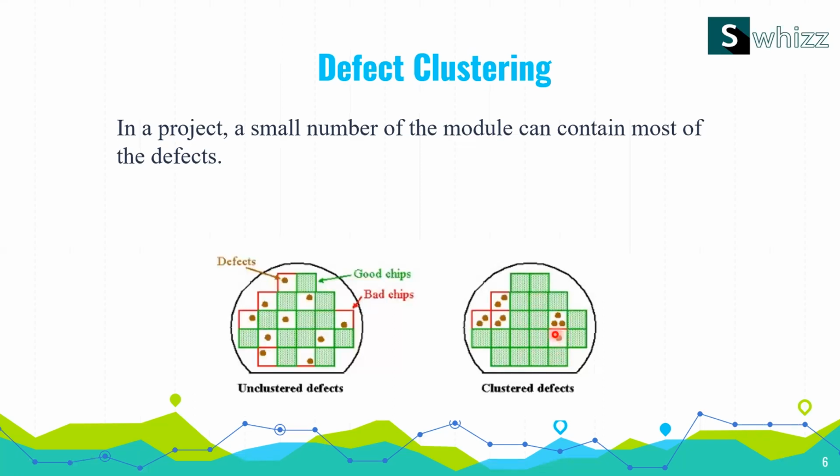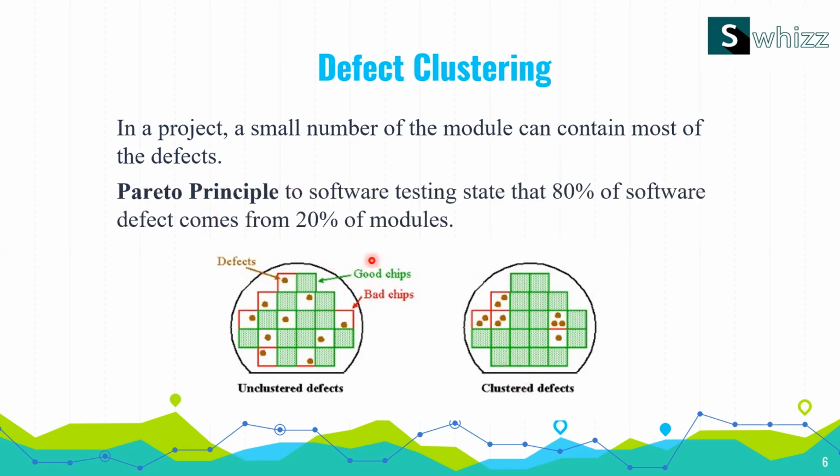Small number of modules means here roughly we have almost 15 modules. In these 15 modules, 5 modules have the bugs, so the remaining 10 modules do not have bugs. That's why we say a small number of modules contain most of the bugs. That is nothing but clustering of the bugs in a small number of modules.